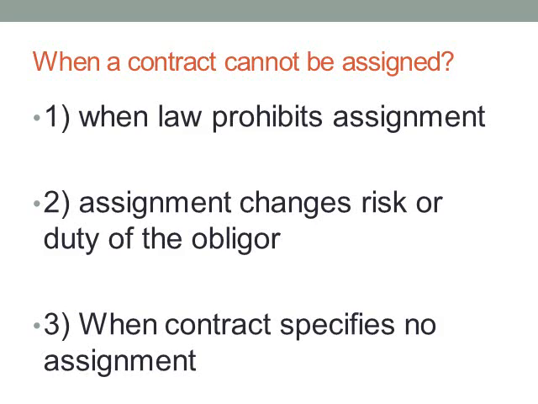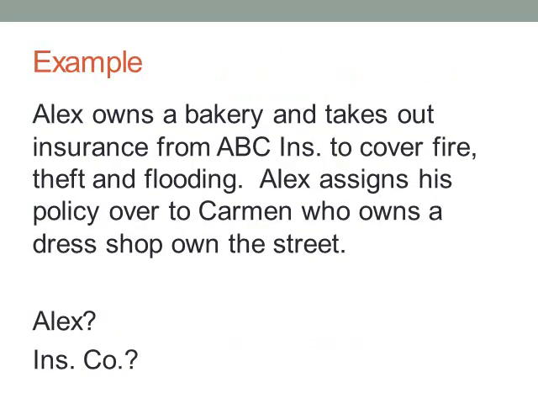Number 2, when an assignment changes the risk or duty of the obligor, that's the one that owes the performance. So in this example, Alex owns a bakery and takes out insurance from ABC Insurance to cover fire, theft, and flooding. Alex assigns his policy over to Carmen, who owns a dress shop down the street. Okay? So is that a valid assignment?